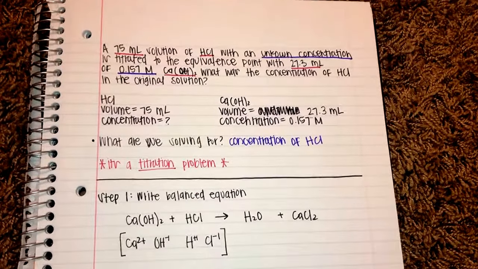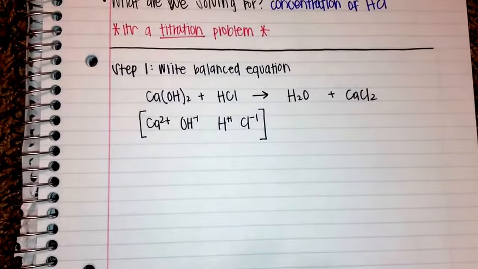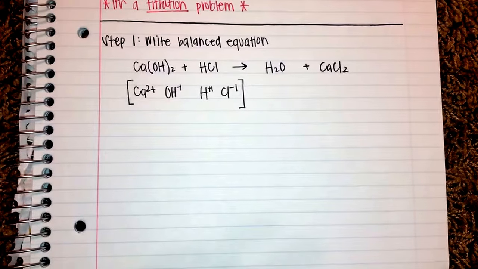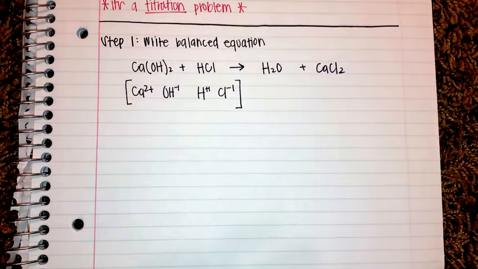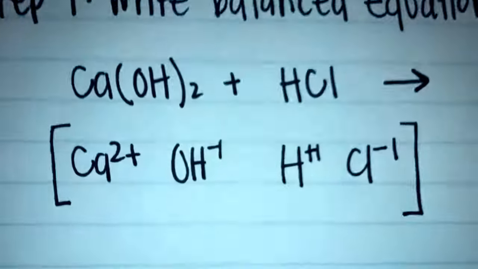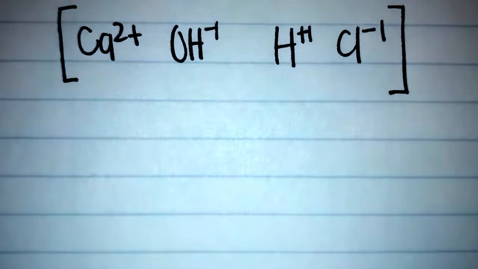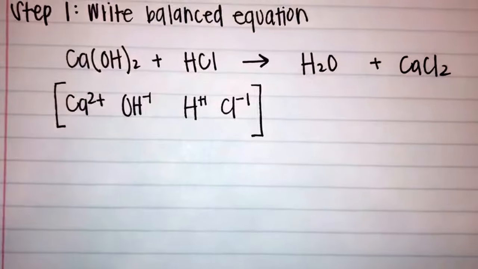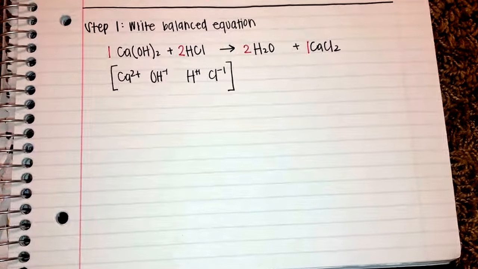After we write out what we are given and what we are solving for, our step one is to write the balanced equation. Our balanced equation is going to be comprised of our reactants, Ca(OH)2 and HCl, and our products, H2O plus CaCl2. It's important to write down Ca2+, OH-, H+, and Cl-. This will help us determine what our balanced equation will look like. So here is the balanced equation.